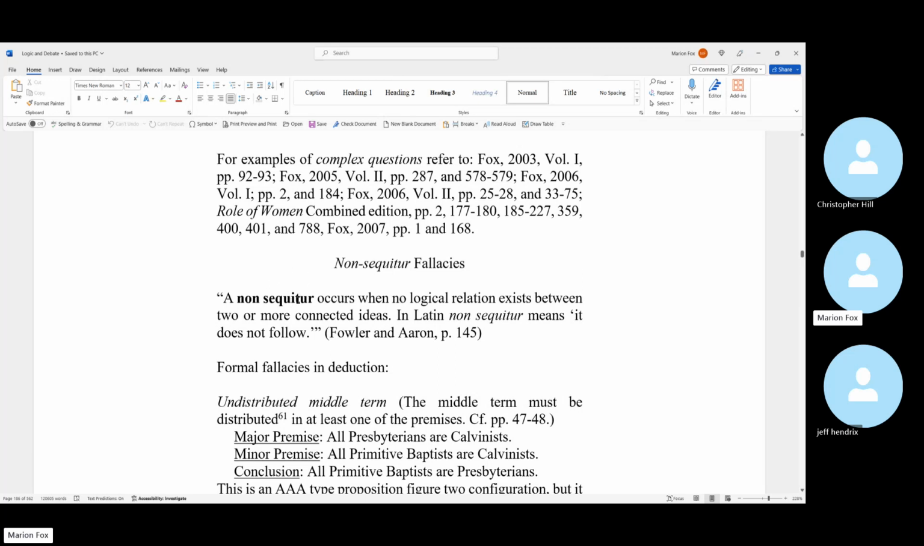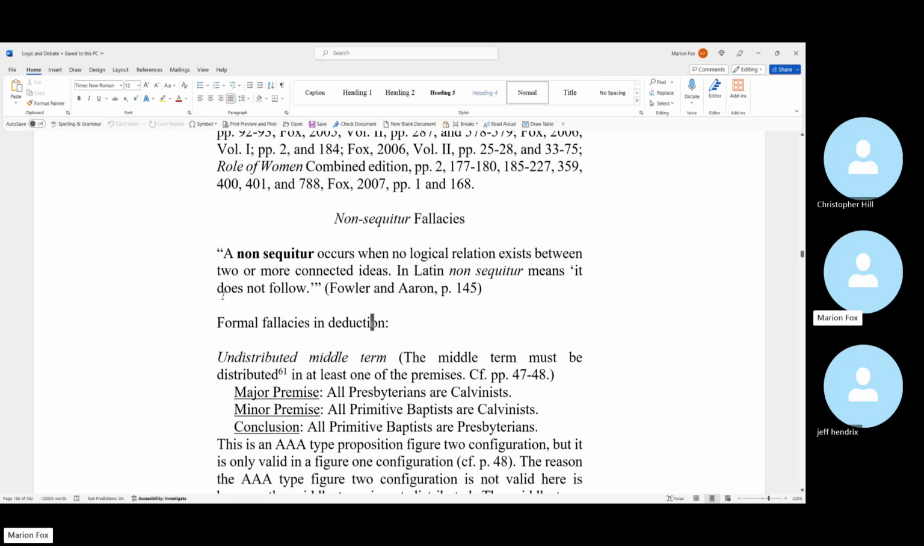This is Fowler and Aaron, of course. Let's look at some formal fallacies in deduction. We have here undistributed middle term. To be distributed, and right here, I put my mouse on it, a term must be modified by either the word all or the word none. So undistributed middle term: the middle term must be distributed in at least one of the premises. It could be distributed in both, but it has to be distributed in at least one of them.